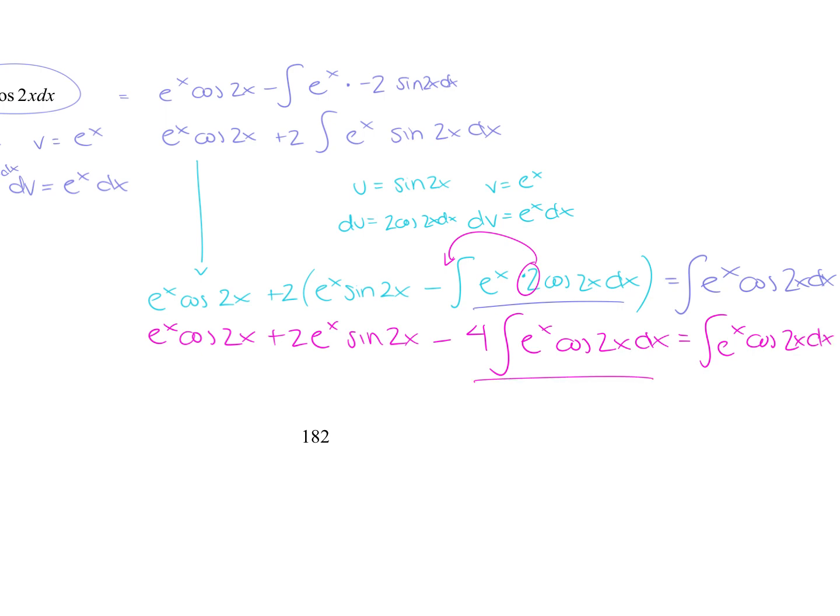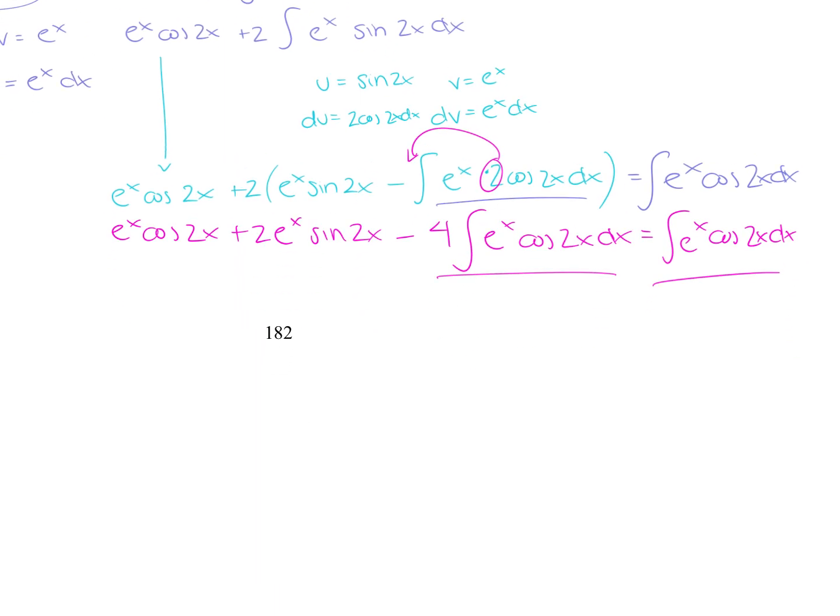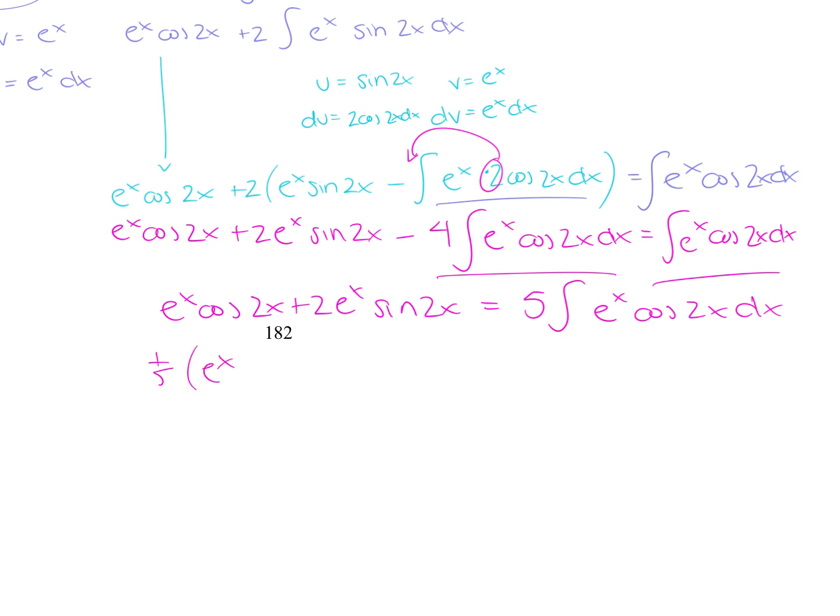And now I can combine these two and put them together on one side by moving it over. So I'm going to keep e to the x cosine 2x and 2e to the x sine 2x. And I'm going to move that over, which will give me 5 times the integral of e to the x cosine 2x dx. So really, to solve for that integral, all I have to do then is divide by the 5. So I'm going to stick that out front. I never put a plus C on there somewhere, so I will go ahead and put that out as well.